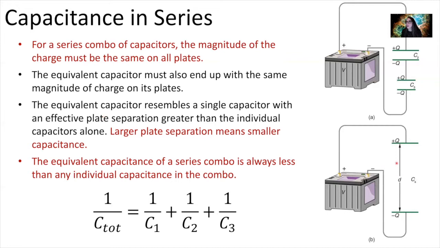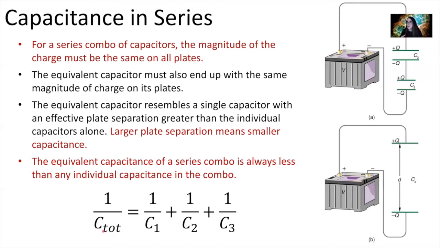This equivalent capacitor resembles a single capacitor with an effective plate separation greater than the individual capacitors alone. We saw that whenever the plate separation gets larger, we decrease the capacitance. A larger plate separation means a smaller capacitance. So the equivalent capacitance of a series combination of capacitors is always less than any of the individual capacitances in the combination. And we add them together like this.